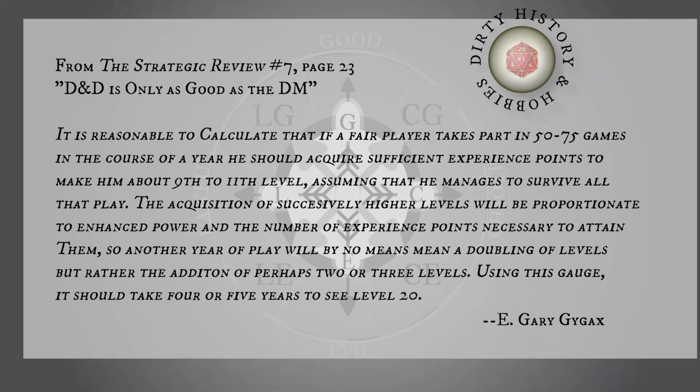The acquisition of successively higher levels will be proportionate to enhanced power and the number of experience points necessary to attain them. So another year of play will by no means mean a doubling of levels, but rather the addition of perhaps 2 or 3 levels. Using this gauge, it should take 4 or 5 years to see level 20. And as far as I understand it, that is roughly the power curve that Gary followed in his own campaign, and also what he thought of Arneson's campaign up in Minnesota.